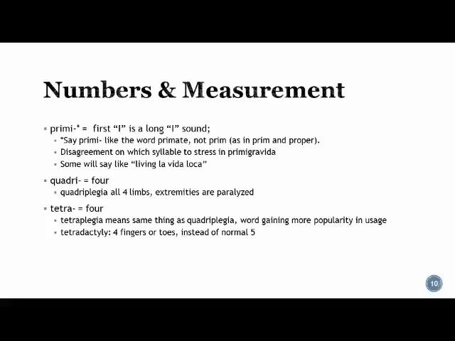Quadri is a prefix that means four, as in quadriplegia, which you know means all four limbs, all four extremities, are paralyzed. Tetra is another word that means four. So tetraplegia means the same thing as quadriplegia. And tetraplegia is gaining more favor in the medical community as the preferred term for this condition. Now here's another word for you with tetra. Tetradactyly.